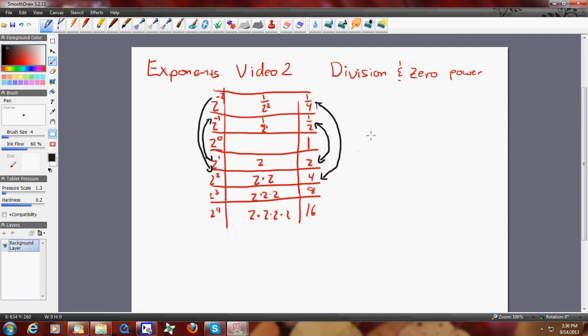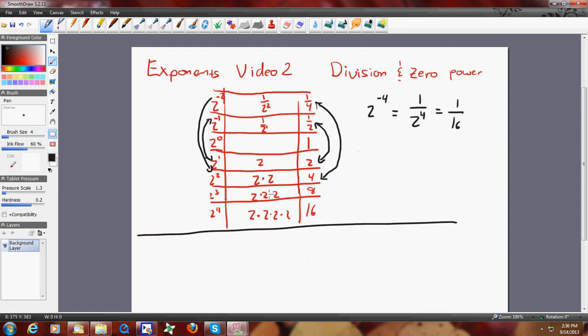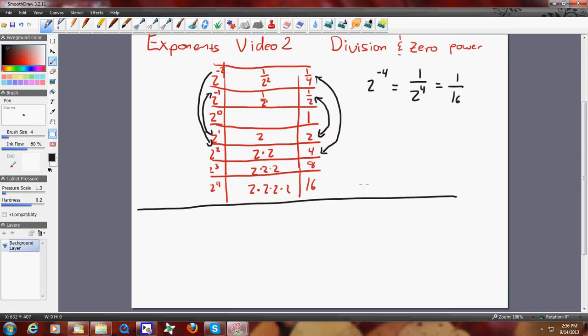So using that mentality, what do you think 2 to the negative 4th is going to be? Well, we know that 2 to the power of 4 is 16. But remember, all we have to do is put it 1 over, and you get 1 over 16. That is wonderful.